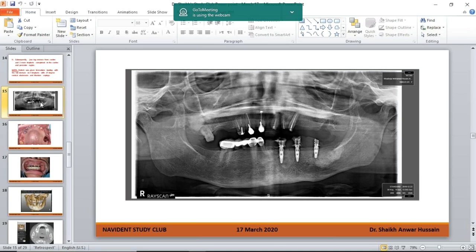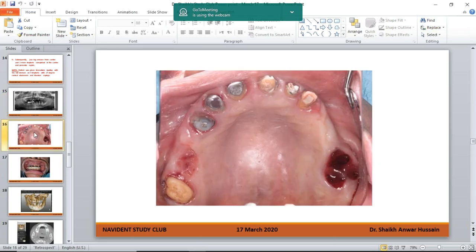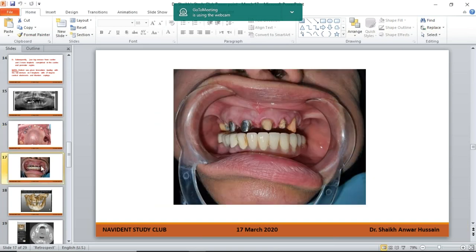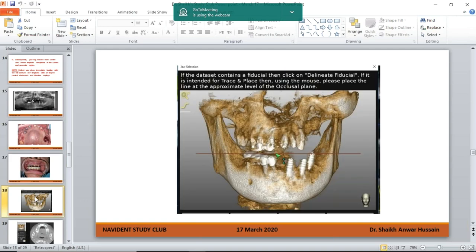This was the post x-ray after we removed the bridge. This was the condition of the teeth after we removed the bridge. As you can see, the same slide before them.